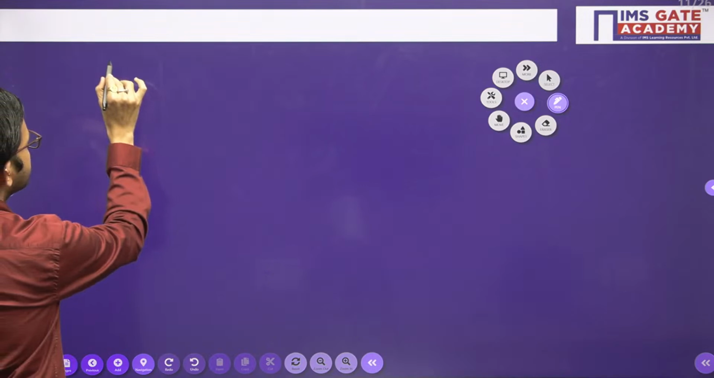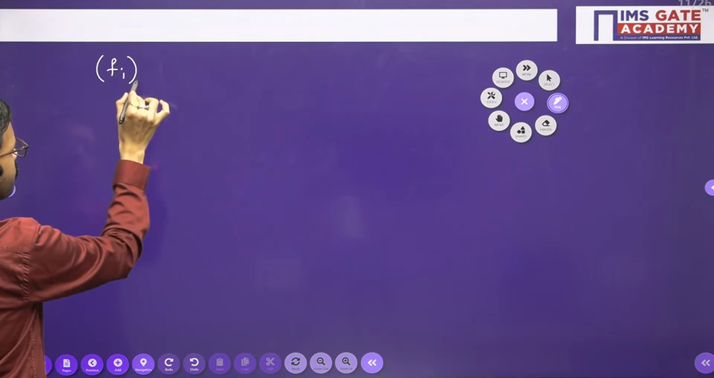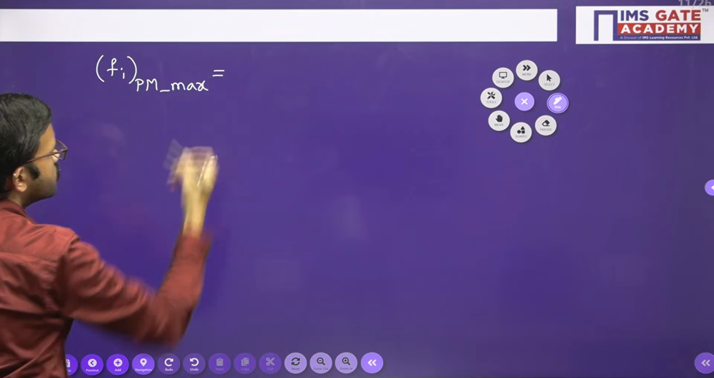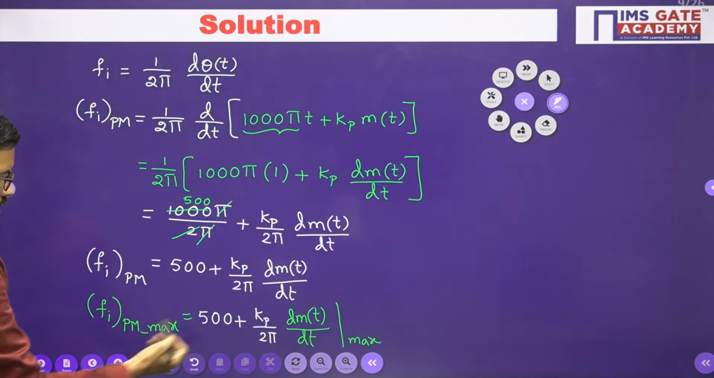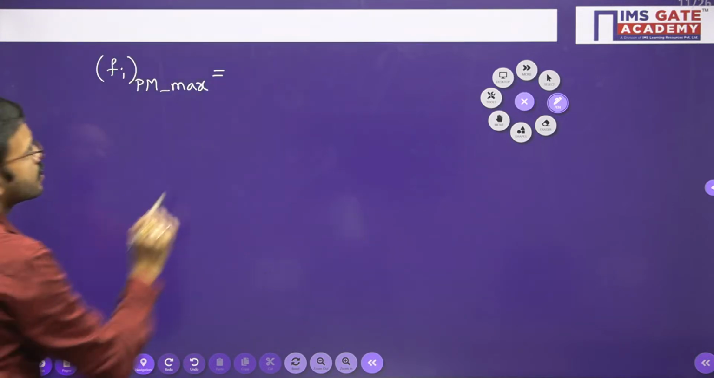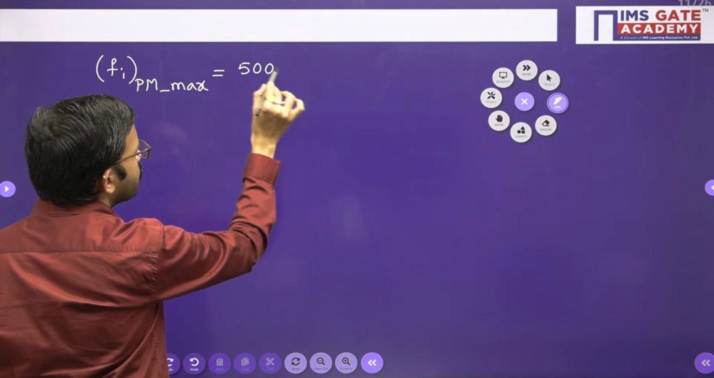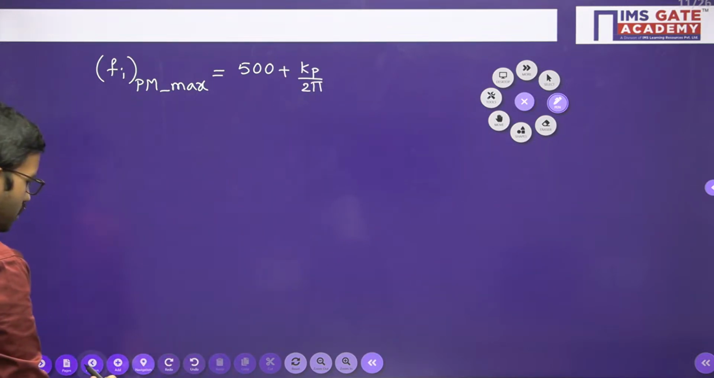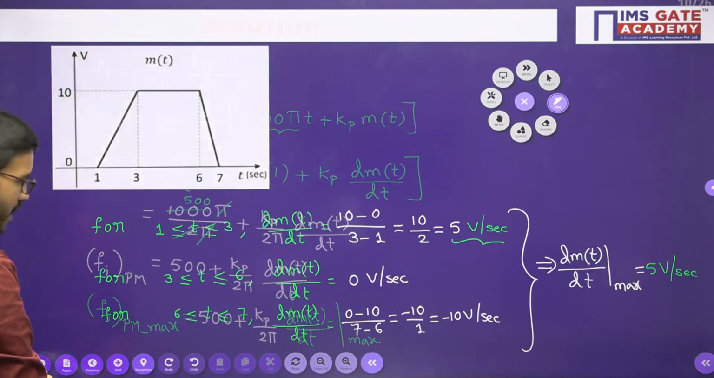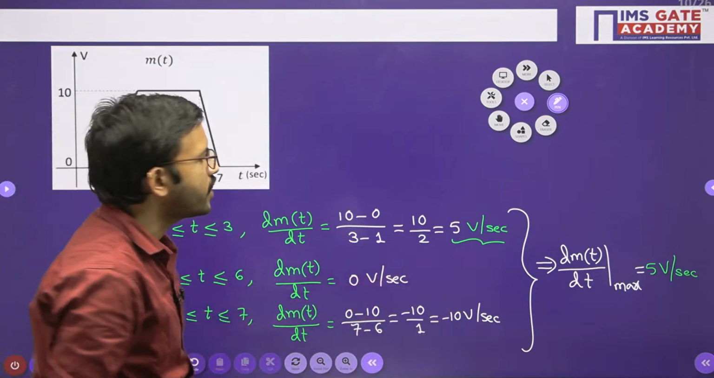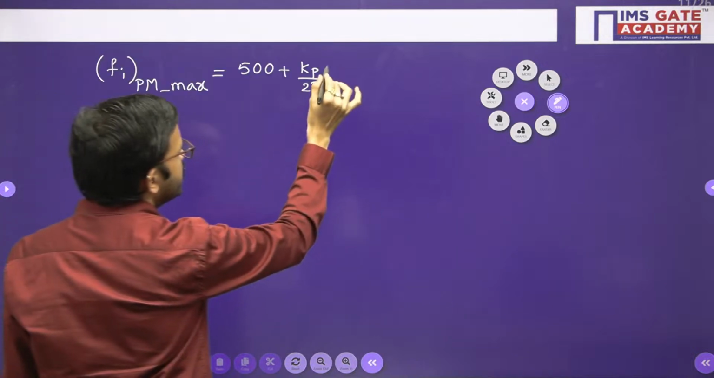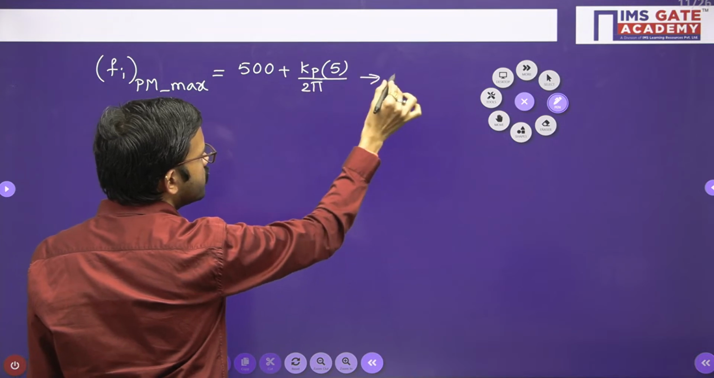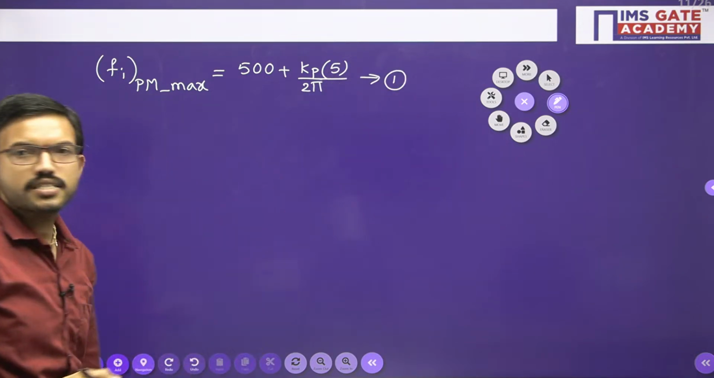So I am writing here instantaneous frequency in phase modulated signal for the maximum instantaneous frequency value. Here we got 500 plus kp by 2 pi into dm of t by dt max. Regarding that, just now we got 5, dm of t by dt max is nothing but 5. So as of now, whatever the expression you got, you can label this one as equation 1.